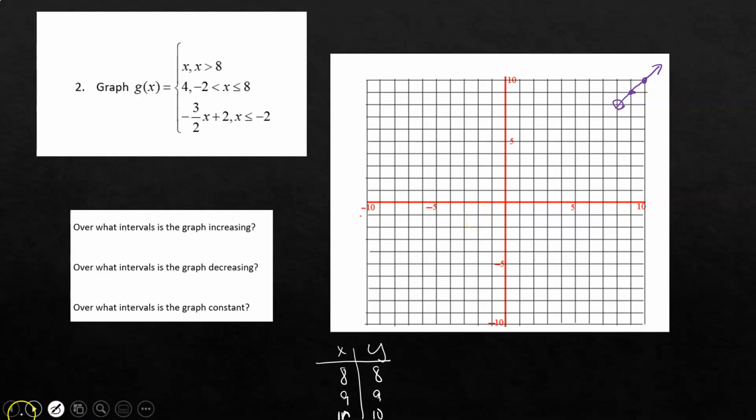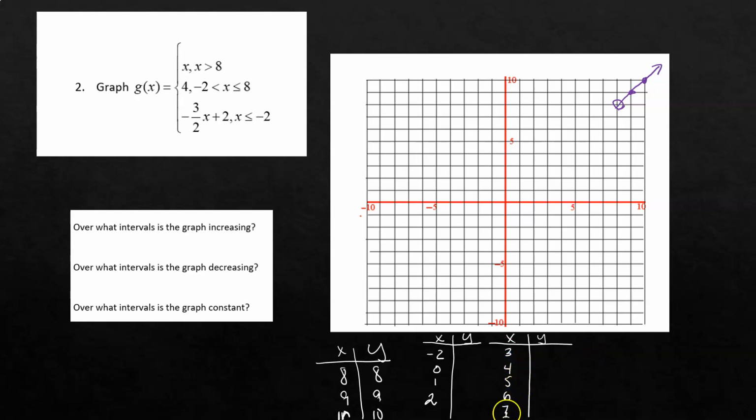That means when I draw my table, I'm going to pick -2, 0, 1, 2. I'm going to continue over here. 3, 4, 5, 6, 7, 8. It is 8. Okay, and no matter what, my y is going to be 4. Okay, those are all 4s.